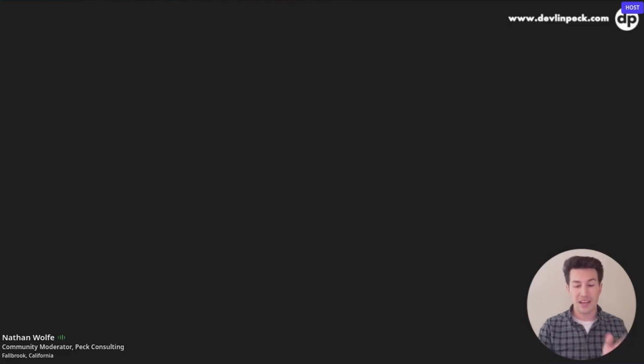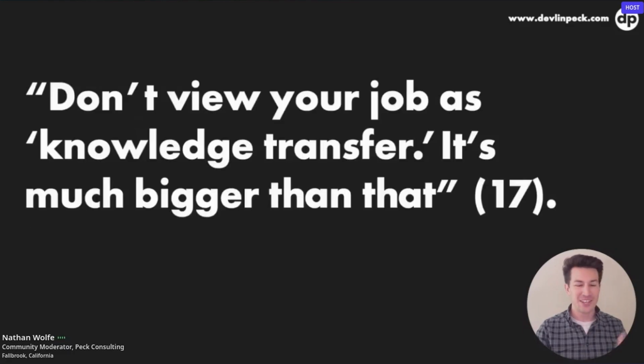And I've got to leave you with one last parting gift. This is not from me. This is from Cathy Moore, and I love how she ended the chapter. Don't view your job as knowledge transfer. It's much bigger than that, which may sound intimidating, but that's a good little motivational word of wisdom from Cathy Moore to leave us with.